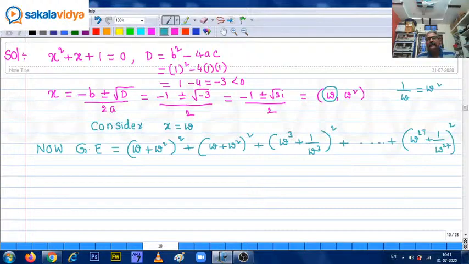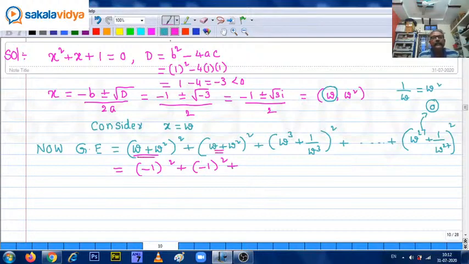This 27 is divisible by 3. It leaves a remainder 0. That's why this is also 1, this is also 1. So that means you can write like this. Minus 1 square plus minus 1 square, because omega plus omega square is minus 1.